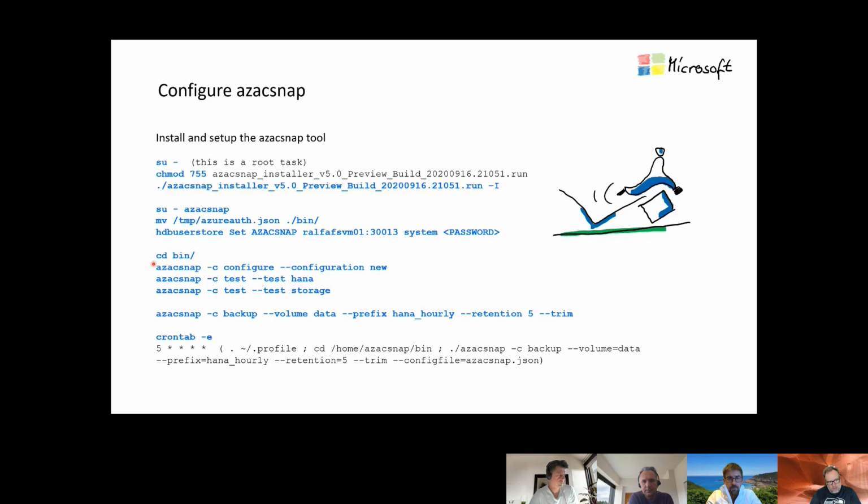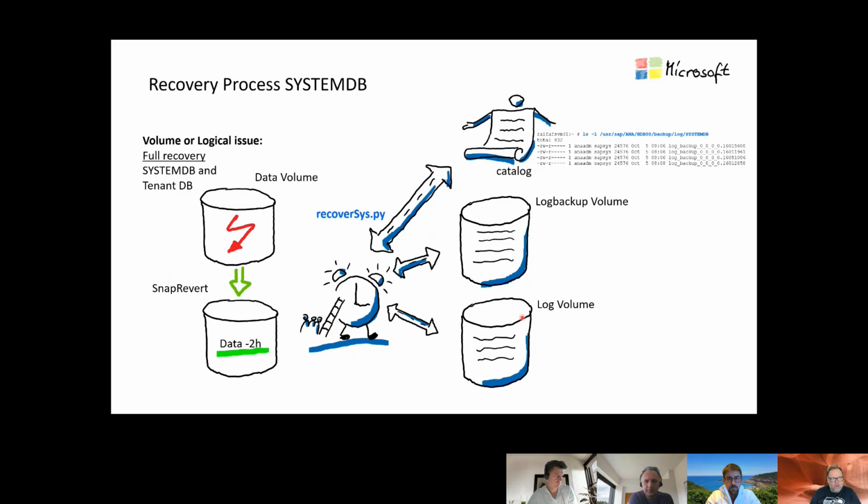As mentioned, you create a configuration file. You do this by calling ASIC Snap -c configure, with that configuration new, so you create a new configuration file where you have the SID, the system number, and the volumes and all information you basically require for creating snapshots. And once you test this configuration, you are able to create snapshots. So easy is that.